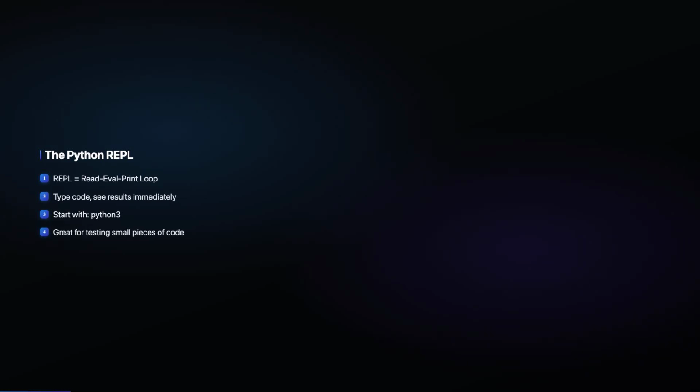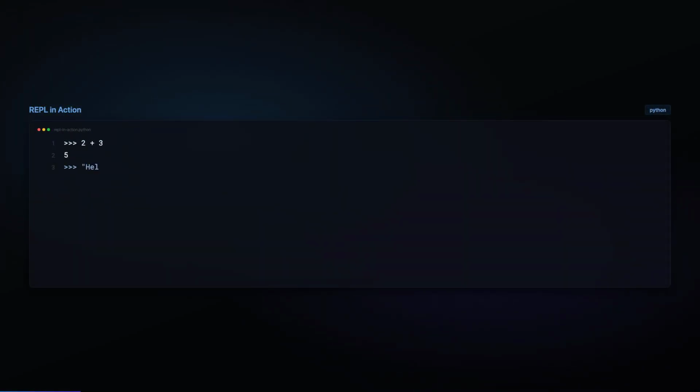REPL stands for Read Eval Print Loop. It is an interactive mode where you type Python code and see results immediately. Start it by typing python3 in your terminal. The triple arrow prompt means Python is ready for input. Try typing some expressions in the REPL.